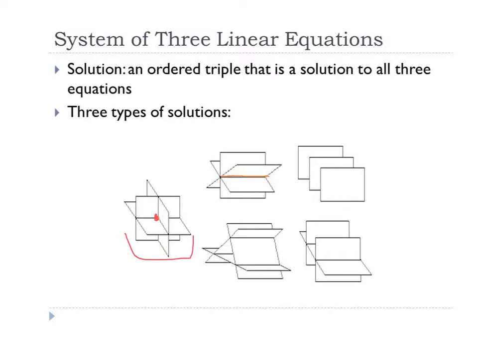You could also get three planes to intersect at exactly a line. Think of the binding of a book or something like that. All three planes would intersect at a line.